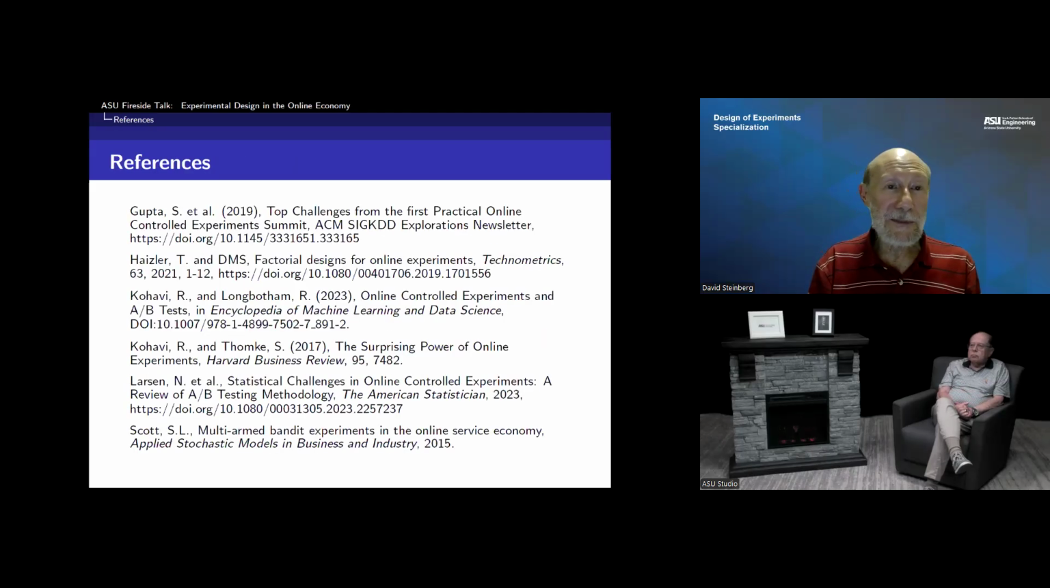And finally, I'm just going to put up a few sources. I'll be happy to make the slides available, so you don't have to do screenshots of this. The slides will be available afterwards. And these are really sources that are giving some basic information on online controlled experiments. And if anyone wants a real starter, I would start with this article by Larson et al., which came out a couple of years ago in the American Statistician. It does a very nice job of talking about the world of online controlled experiments.